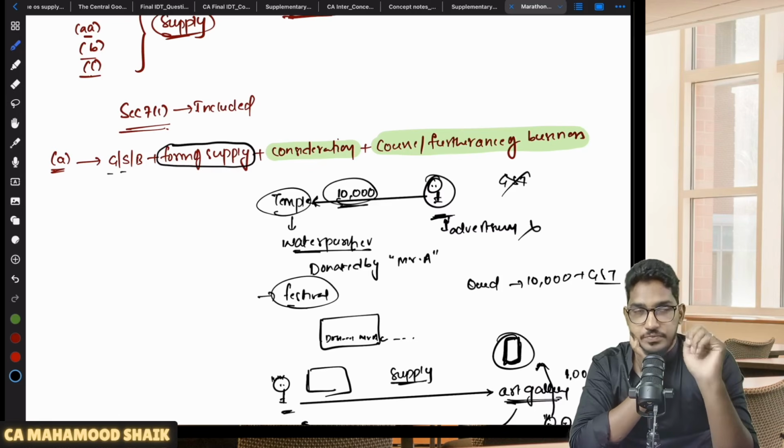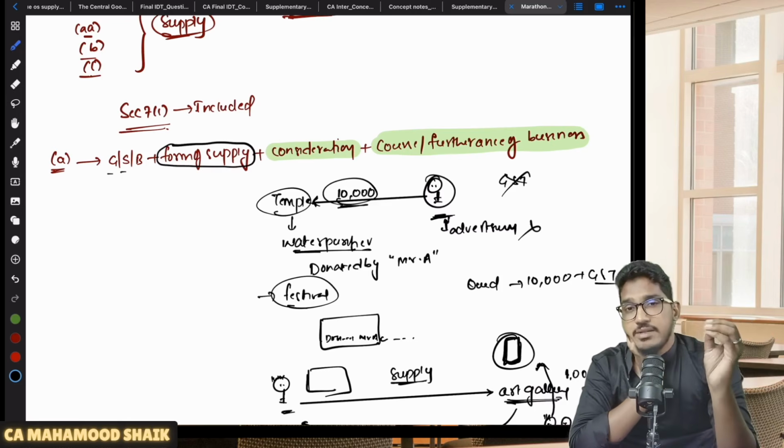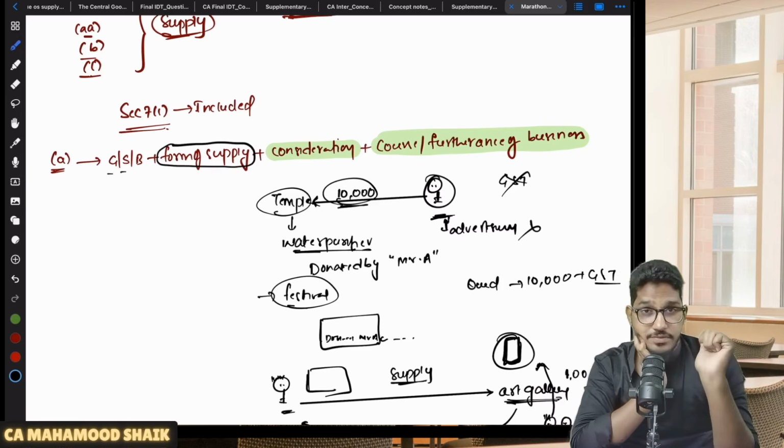Number 2. Let us say Joy Lucas is doing it. If Joy Lucas is selling the jewelry and for which they are receiving consideration, can it be called as supply? Yes, because it is in the course or furtherance of business.